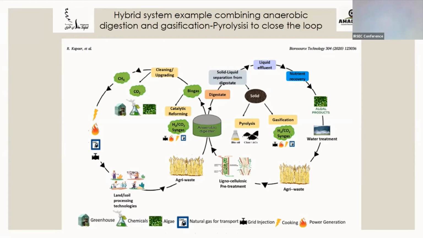The solid phase can be used in pyrolysis and gasification to obtain some important gases, syngas, such as hydrogen and methane. The liquid fraction of digestate can be used as nutrient recovery using algae products, water treatment, and in agri-waste to obtain finally lignosulfide pretreatment, to use it for this.